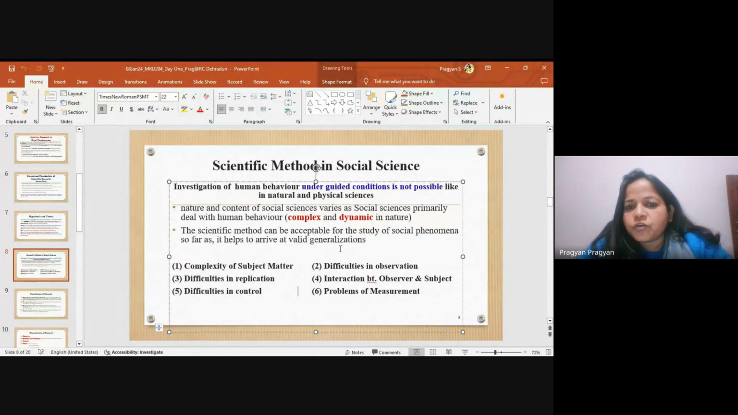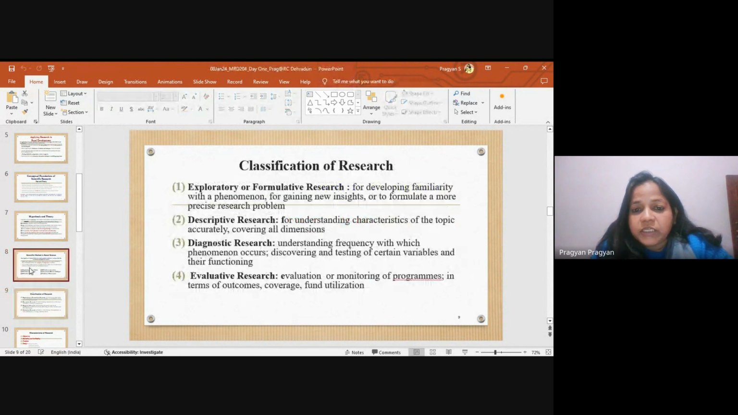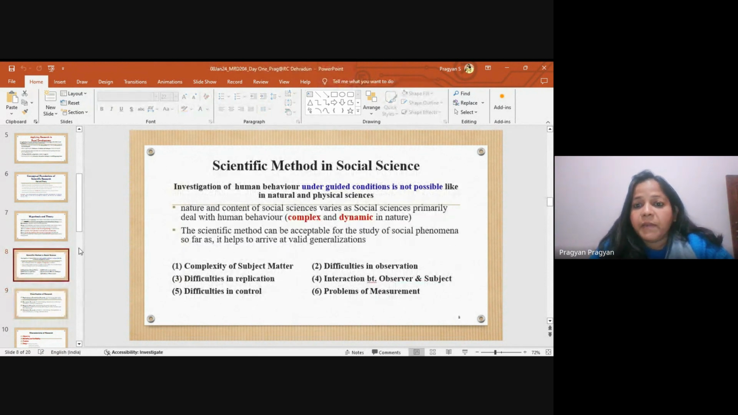So, investigation of human behavior under guided condition is not possible, and that is why we need scientific methods to avoid all those errors. The purpose is to avoid all those possible errors so that we can understand that we are actually concluding valid generalization with help of reliable data.